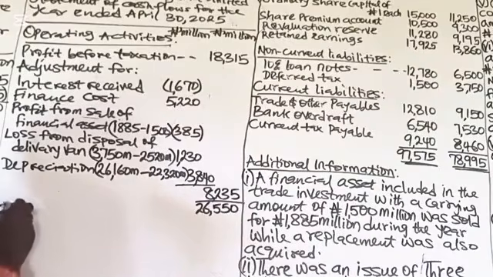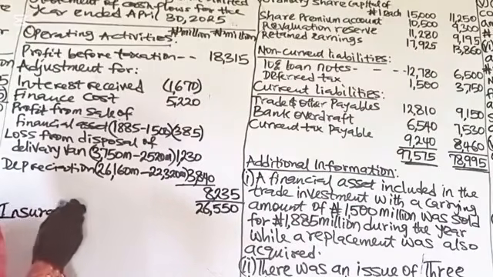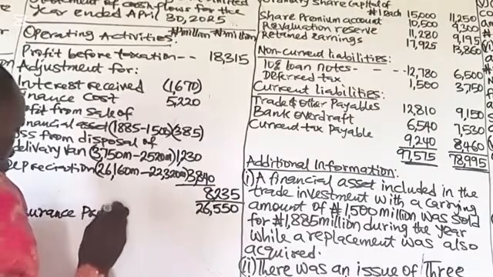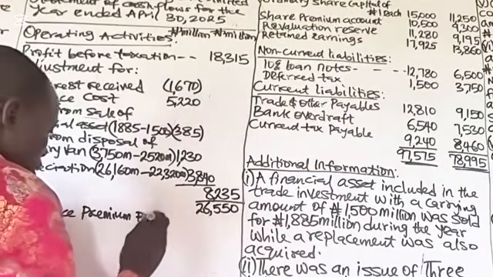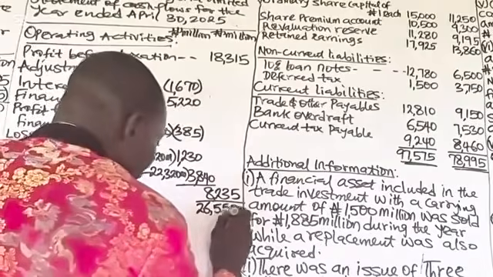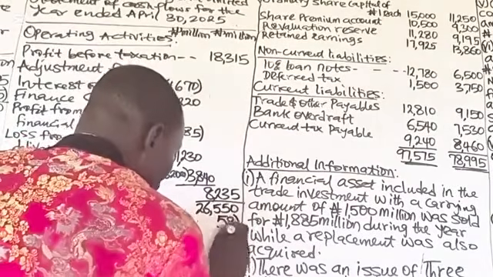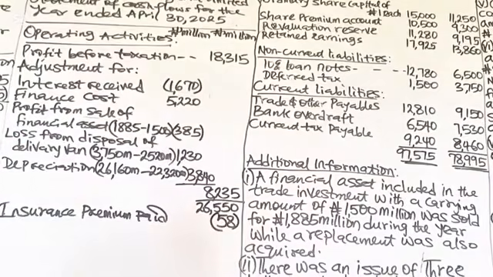Insurance premium paid of 58 million naira. So it should be treated.